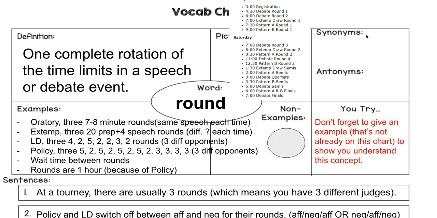Make sure you're focusing, ignore your neighbors. So when you see those rounds, right, like on Saturday, you can see like there's like round 3, and then semifinals, and then finals. Charlie, ignore your neighbor. You gotta know this, dude.